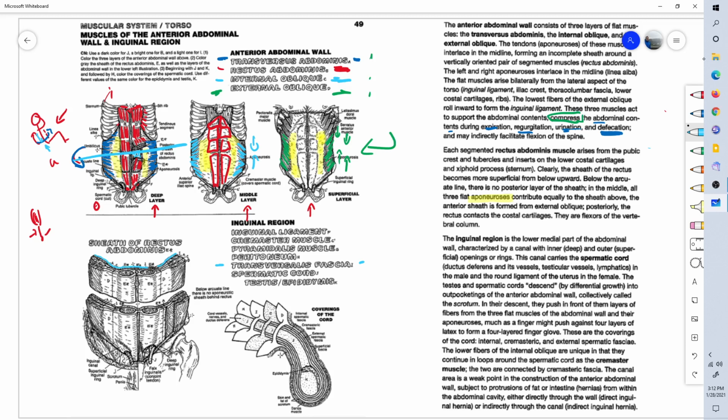The next layer being the transversus abdominis. The transversus abdominis, and here's the aponeurosis. That's the sheath here. Next layer being the internal oblique.